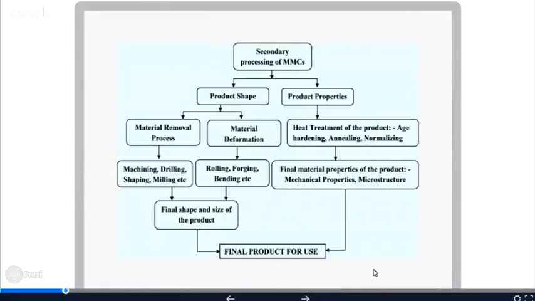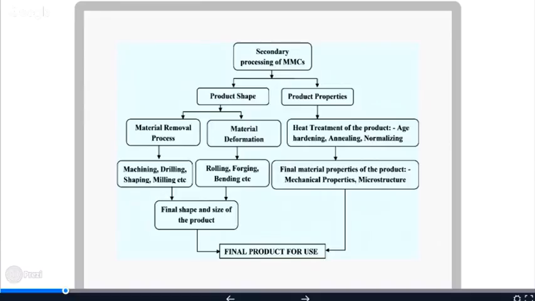Here, it is within the domain of product shape and product properties. Product shape is achieved with the help of material removal processes and material deformation. Material removal processes include machining, drilling, shaping, milling, etc. Deformation processes include rolling, forging, bending, etc. And the final shape of the net product goes to the market for use.